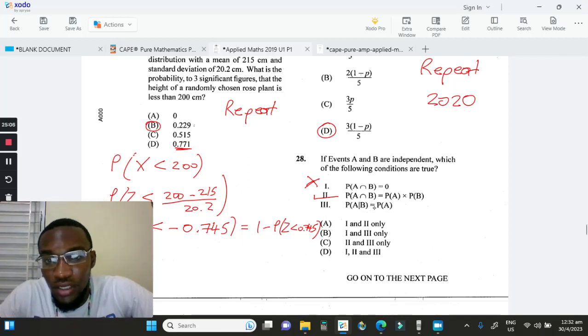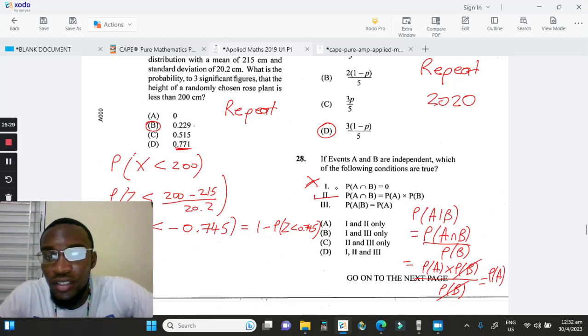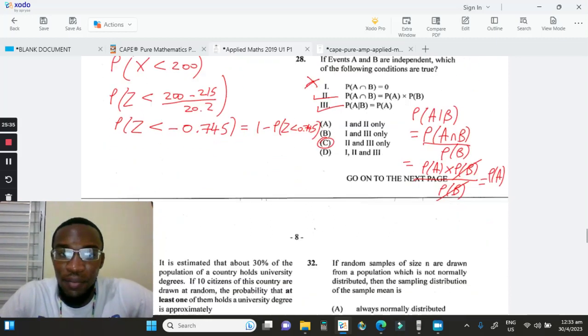So we know this is true, and if it's independent, then the probability of A given B is equal to the probability of A intersect B over the probability of B. So the probability of A intersect B is the probability of A times the probability of B, over the probability of B. Then these cancel each other, which just leaves the probability of A. So therefore 2 and 3 are true. So 2 and 3 is option C. Finish.